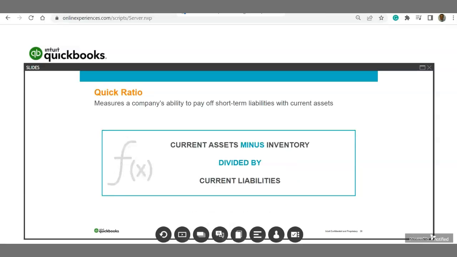Now, you can see on the screen on these slides, I have several slides where I talk about the ratio that we're talking about. And then when we switch ratios, it shows in orange just to kind of call out that we've switched now. So we've switched now from the current ratio to the quick ratio.